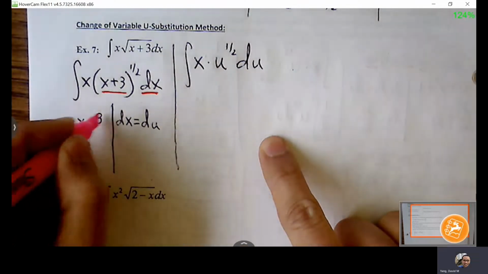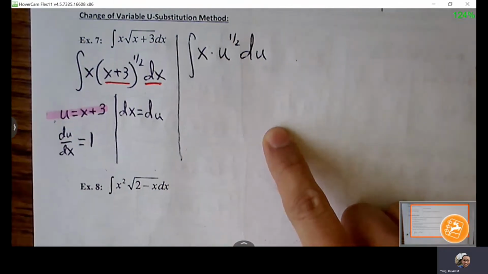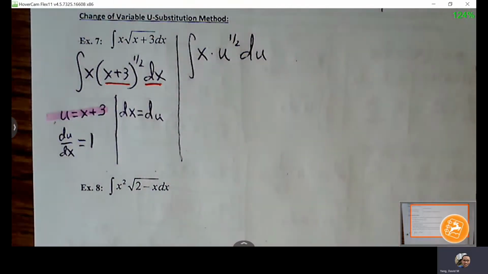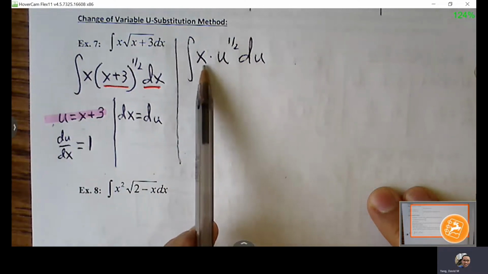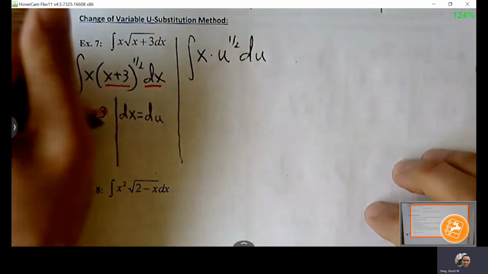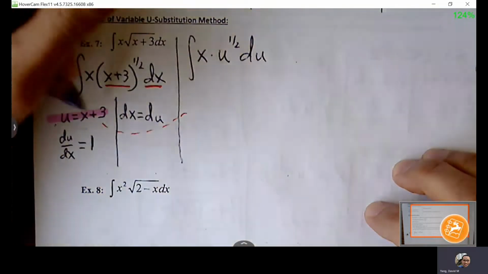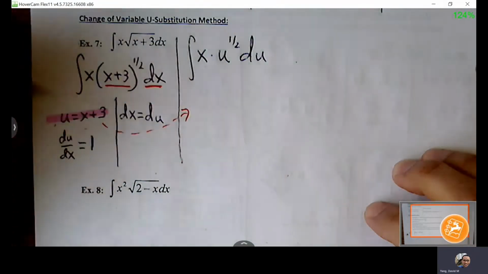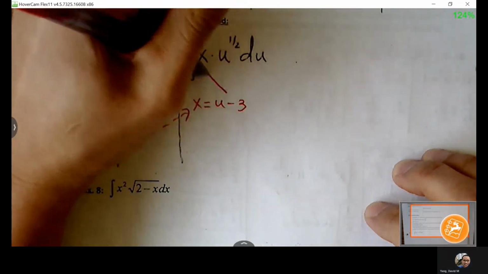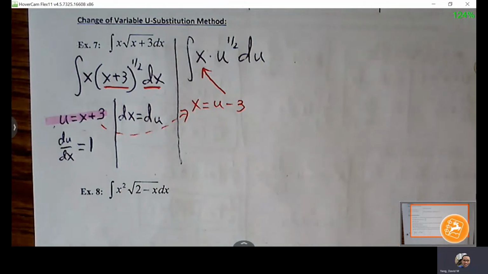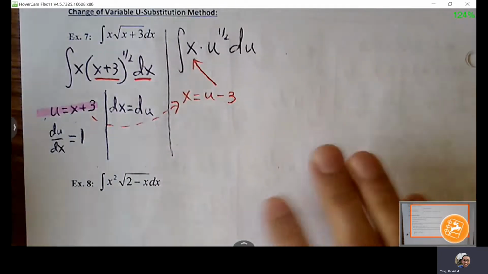Yeah. So this is our creative way of working around the issue that the x's do not go away. This is called the change of variable method. How can I rearrange this to help me substitute for that x? Yeah, if I know that u equals x plus 3, I can rearrange this to say x equals what? U minus 3. So I'm going through a second set of substitution to take care of that remaining x that did not go away by itself.